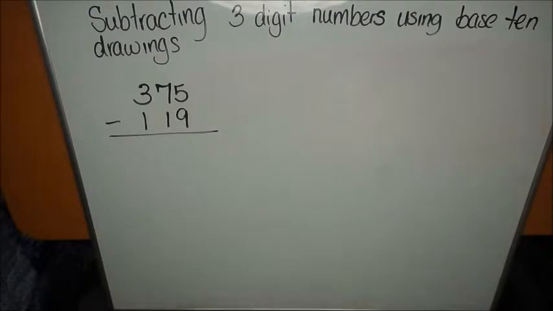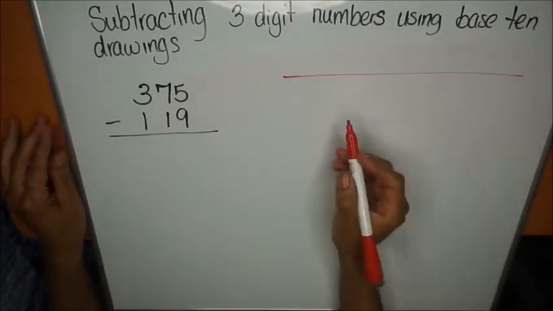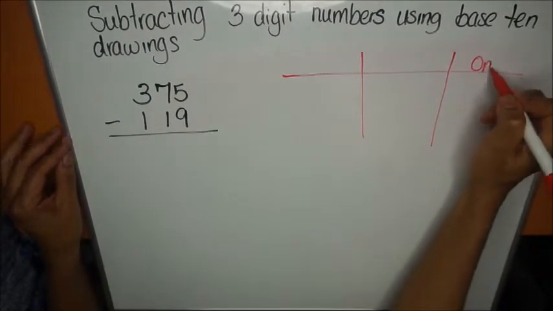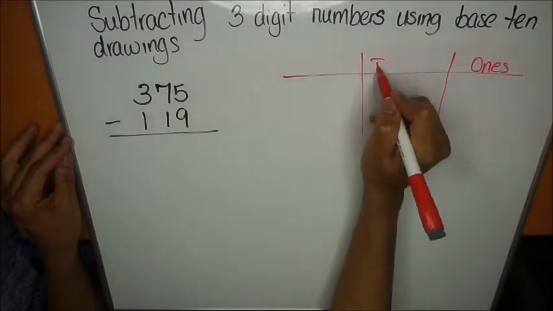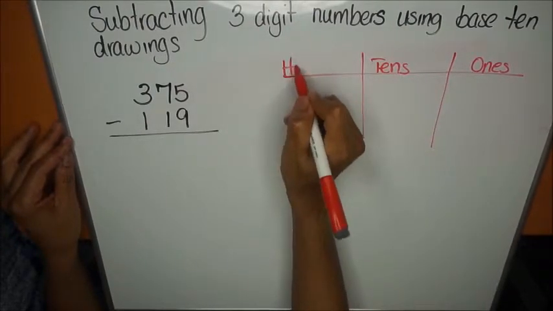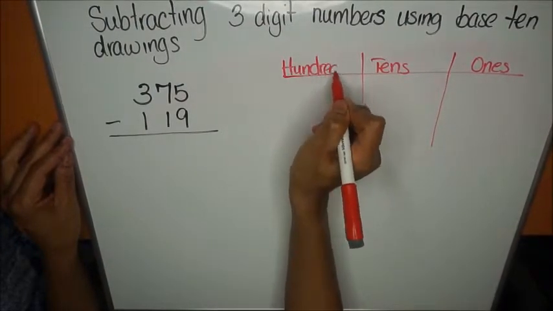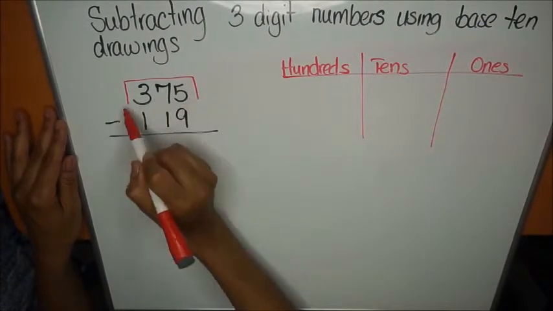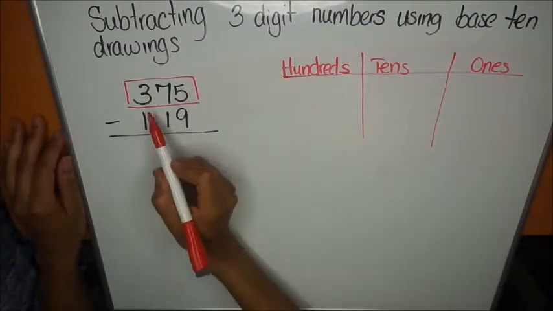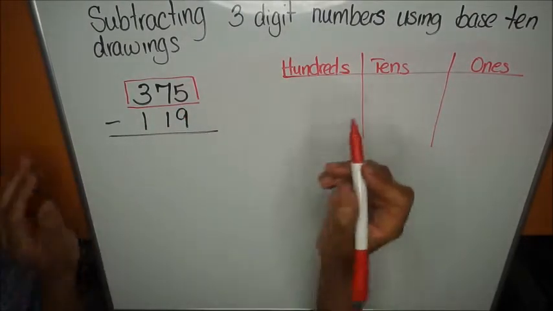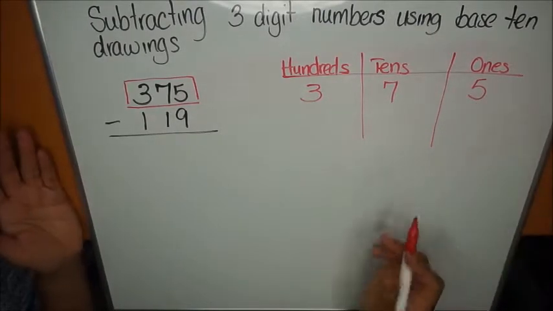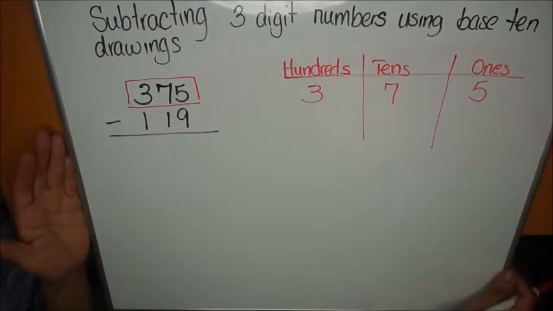Before we get started, we're going to do our base 10 drawing. In order to do that, I'm going to draw a place value chart. This is my ones, this is my tens, and this is my hundreds. I'm going to look at my first number, which is at the top, 375. I'm going to place my 375 in the place value chart.